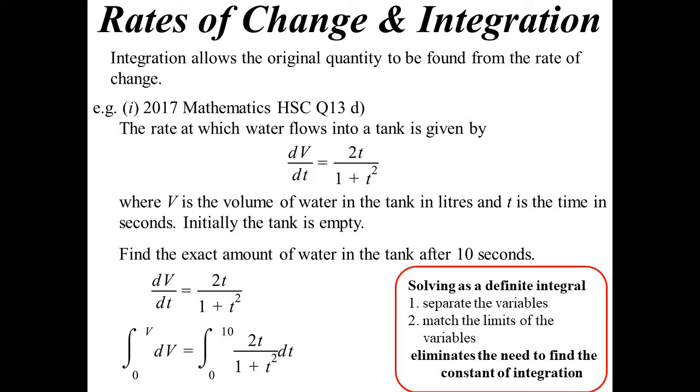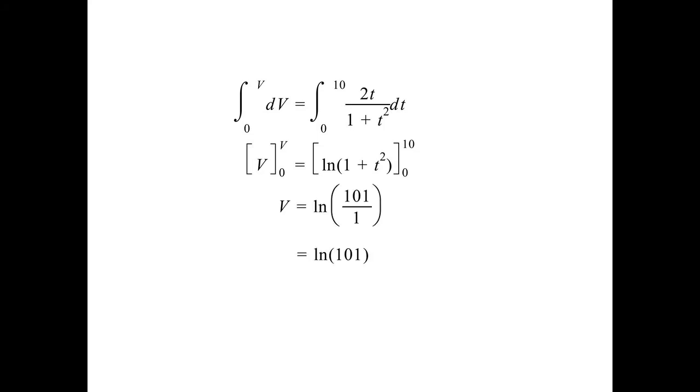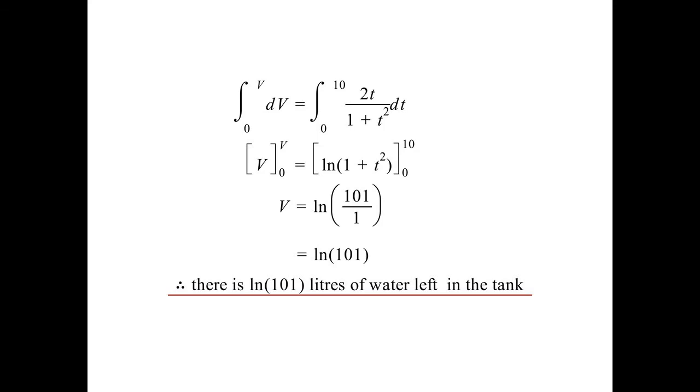They're my bottom limits. So at the top, we want to know 10 seconds. So when t equals 10, what is V? So I've left that as V. Okay, so let's integrate. Well, integrate the dV, I just get V. And integrate 2t on 1 plus t squared, and we get the log of 1 plus t squared. Sub in, V is the log of 101 on 1, so log of 101. So there's the log of 101 litres of water in our tank.